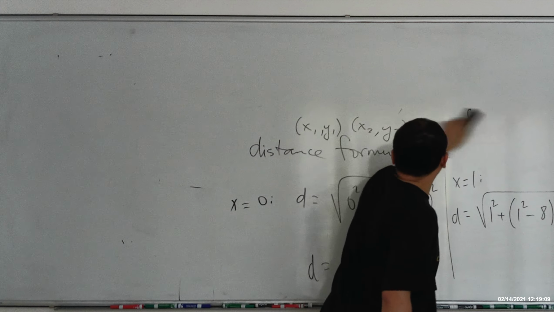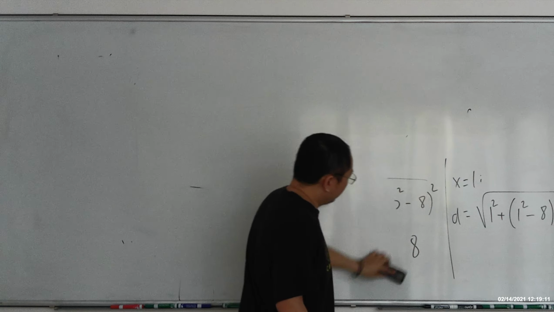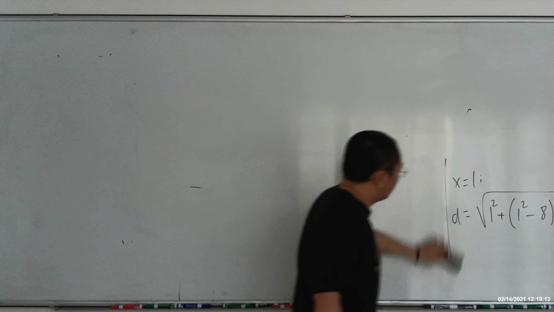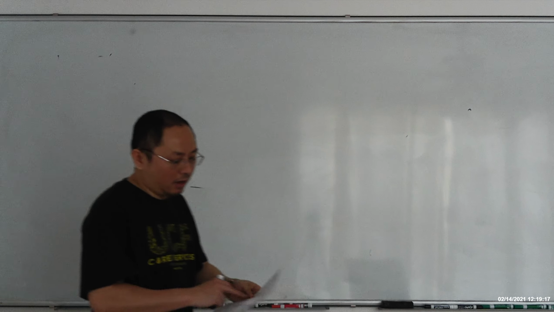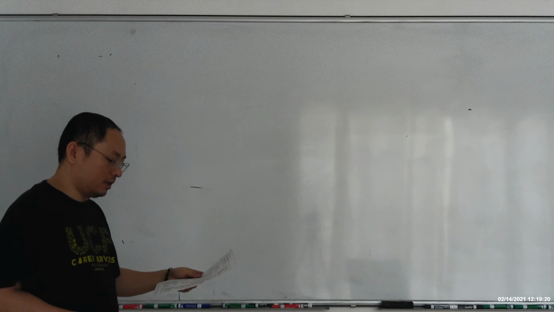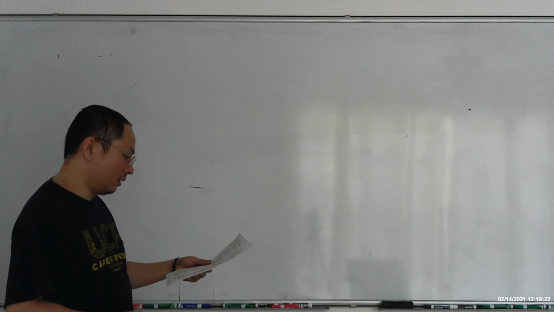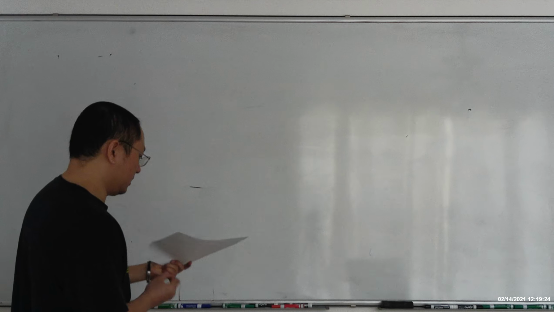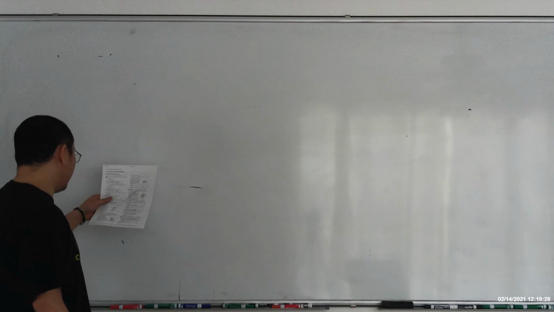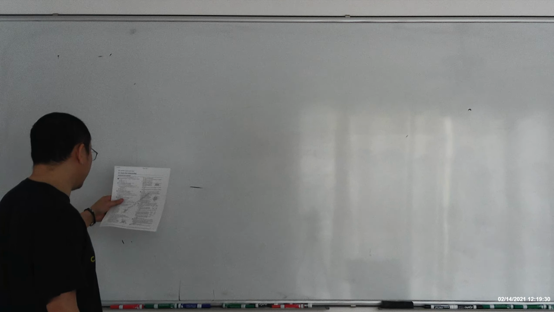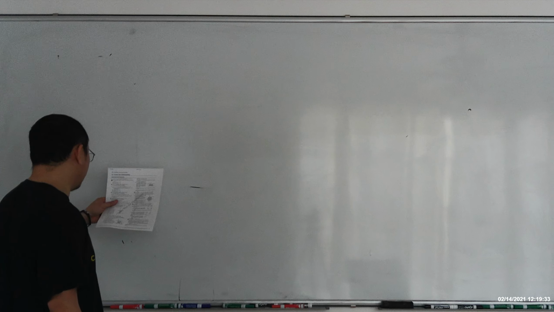I'm just bringing out a list of problems from our textbook and I'm just trying to choose one. Okay, something that's a little bit harder. Okay, number 7. All right, in your textbook, a rectangle has one corner in quadrant number 1.